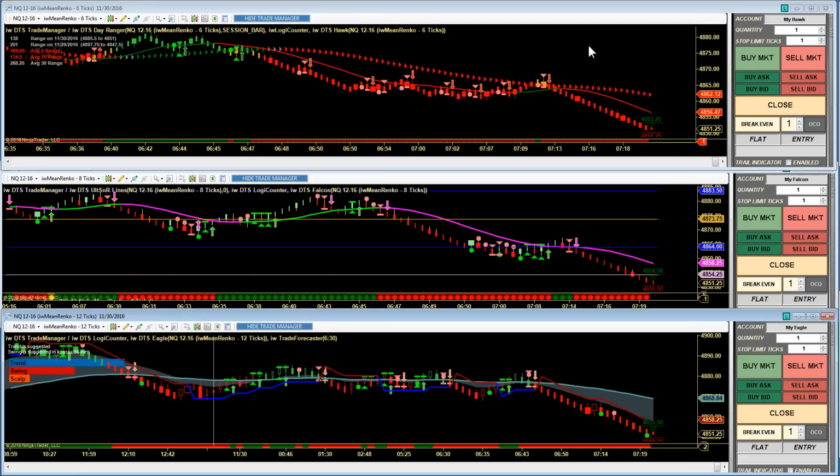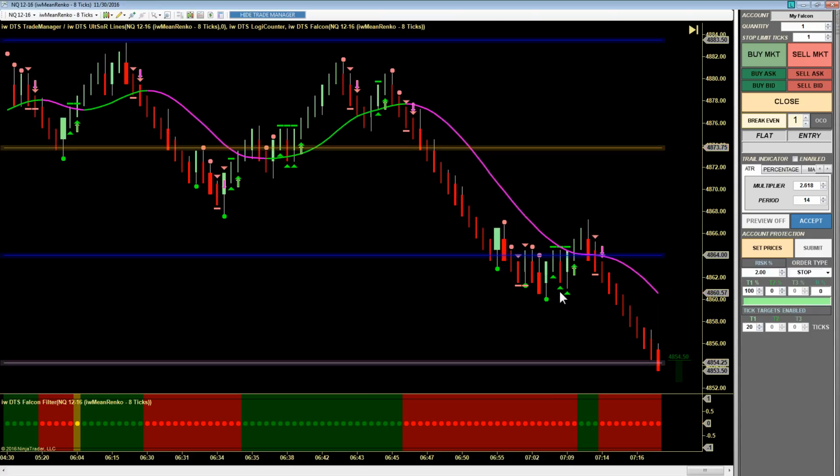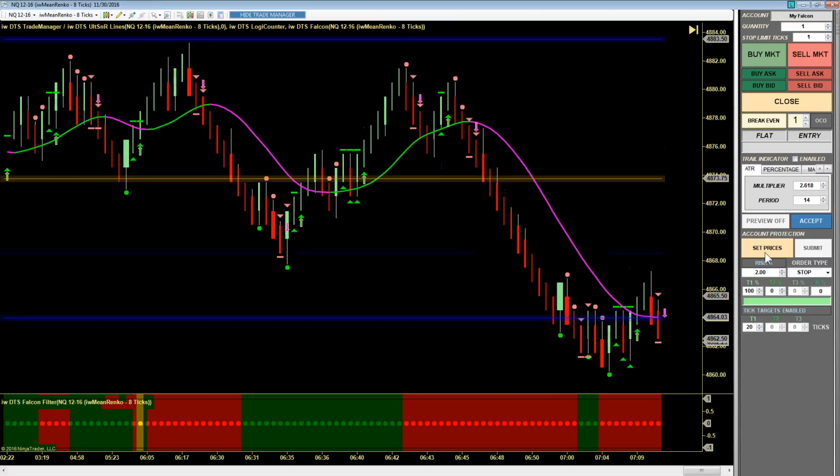Okay, so while we were perusing, look at this, we had a late filter entry signal. A very high probability signal here on the Falcon. The late filter entry signal occurs when the filter goes out of sync, comes back into sync. The trend line, however, never changes color. Very high probability signal. Almost as good as money in the bank kind of signal.